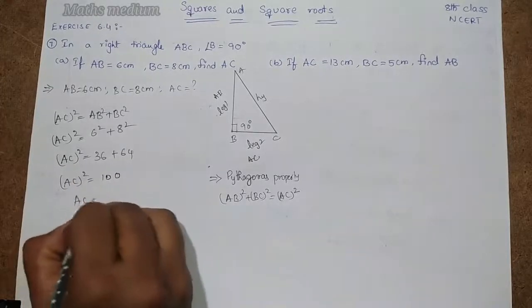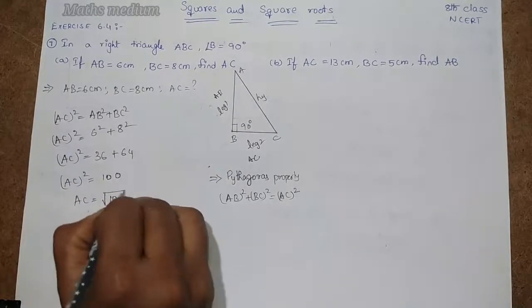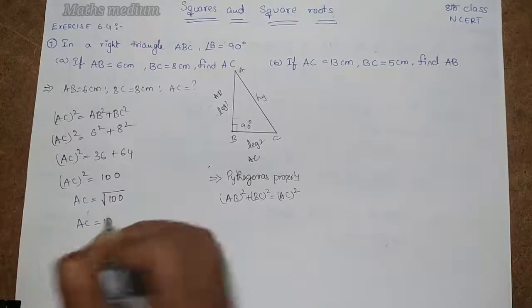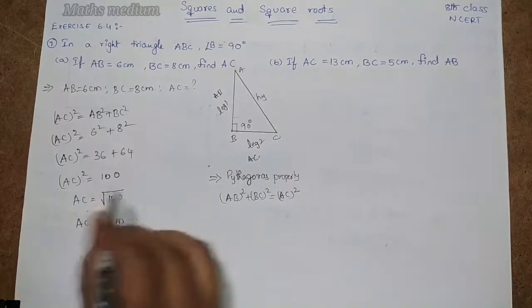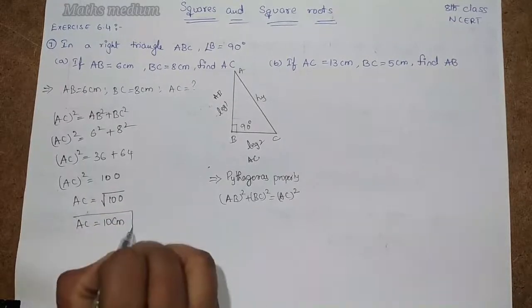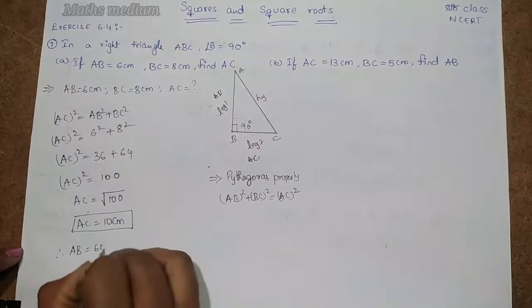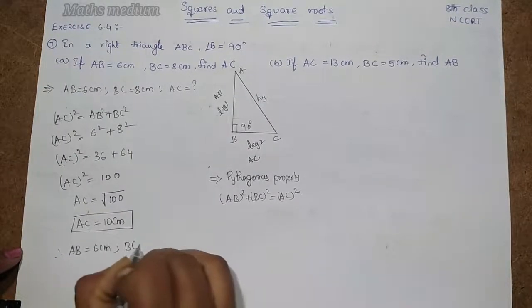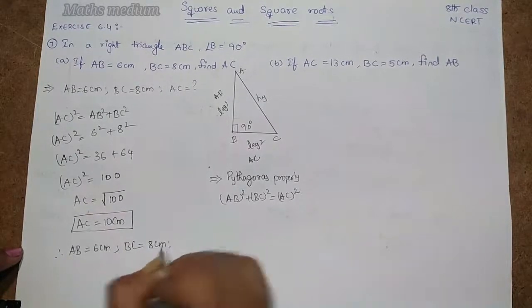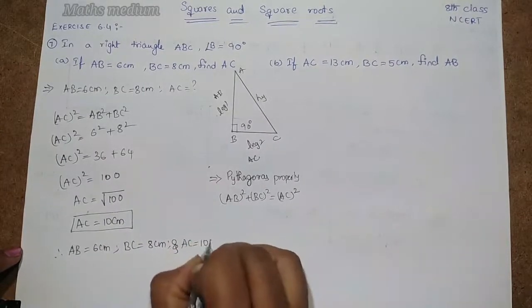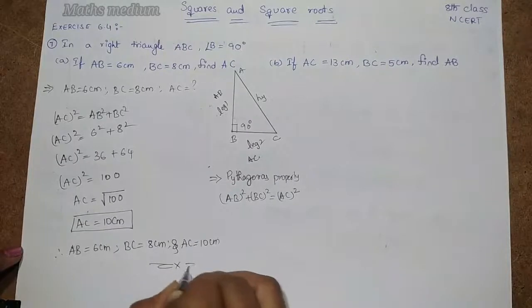So AC is equal to root over 100. We know that 100 is 10 by 10. AC is equal to 10 centimeters. So this is the answer. Therefore, AB is equal to 6 centimeters, BC is equal to 8 centimeters, and finally, AC is equal to 10 centimeters respectively.